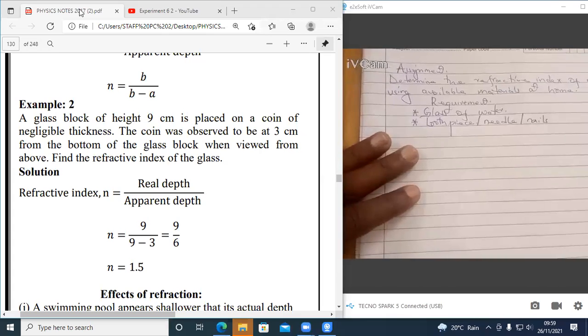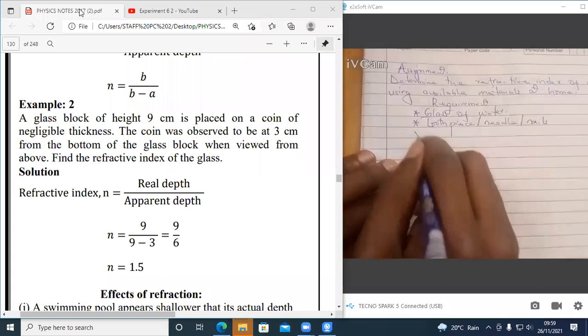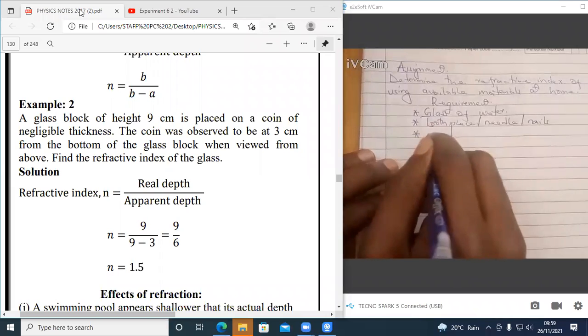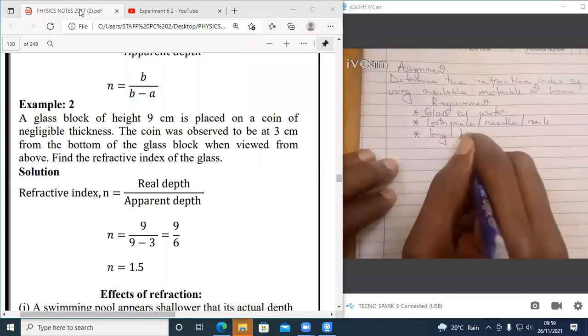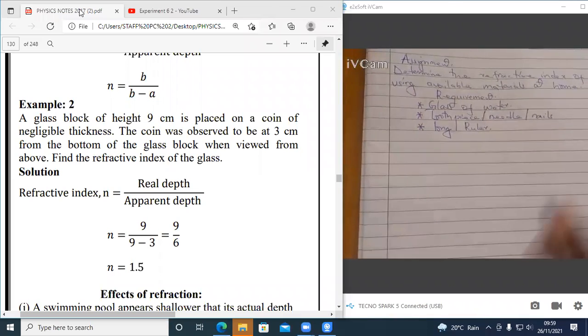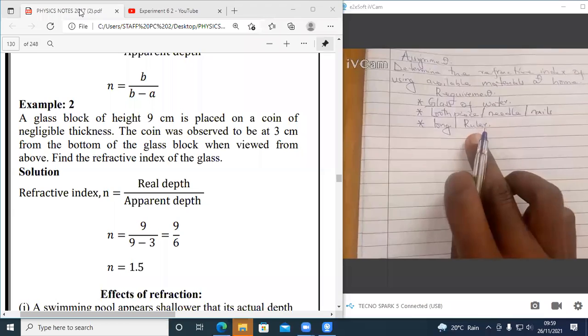What else do we need? This time you are going to use a long ruler. Instead of having a half-meter rule, you are going to use a ruler, a long ruler.